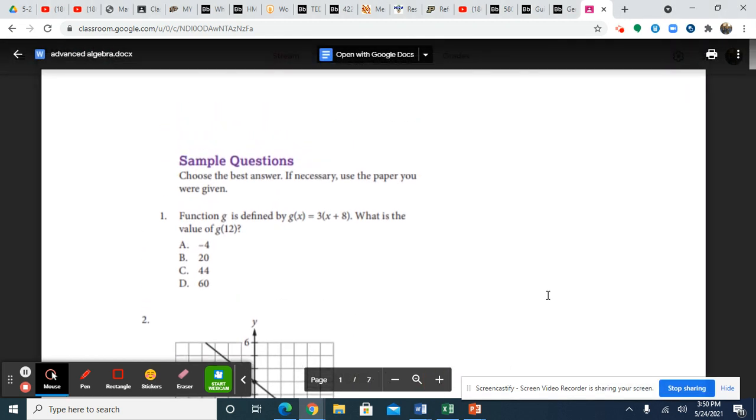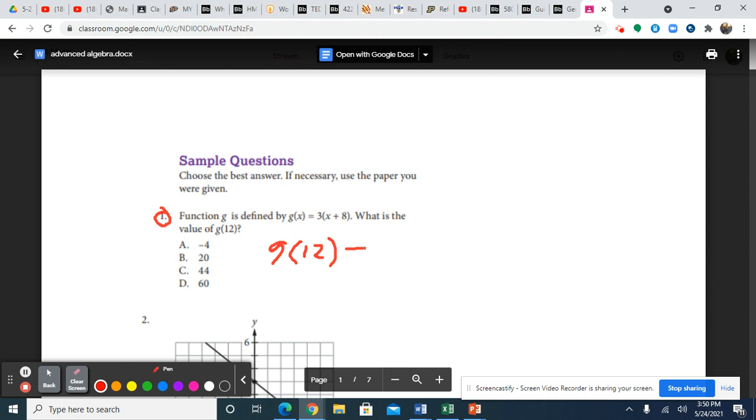All right, so we're going to go over some of the problems from this. And we're going to start with number one, where it tells us that the function g is defined by g of x equals 3x plus 8. So what is the value of g of 12? Basically, what it's saying is, what is our value whenever x is equal to 12? That's all it's saying, x is equal to 12 here. So when x is equal to 12, what is our answer going to be?